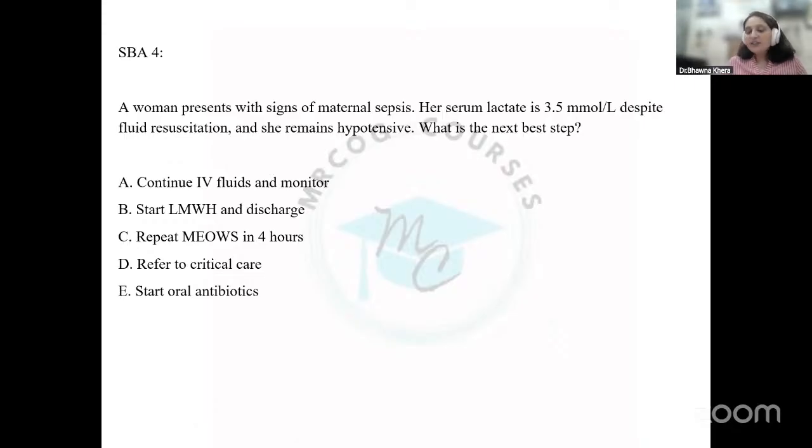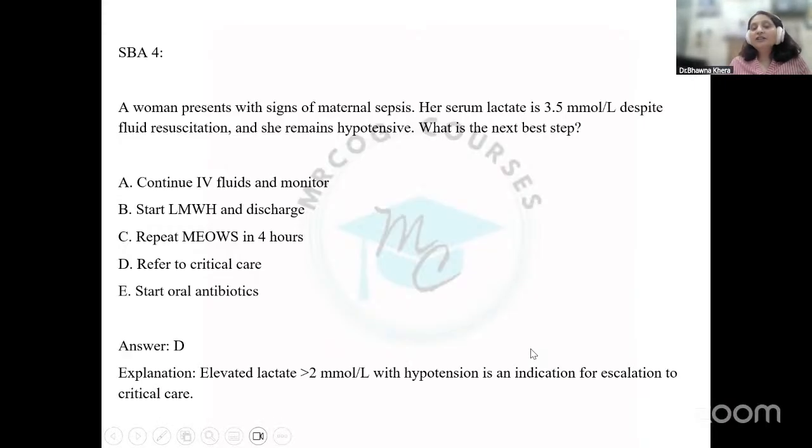A woman presents with signs of maternal sepsis. Her lactate is 3.5 despite fluid resuscitation and she remains hypotensive. What is the next best step for this patient?